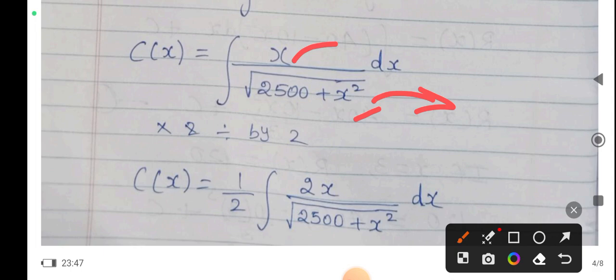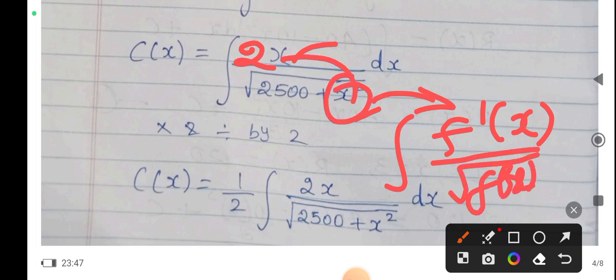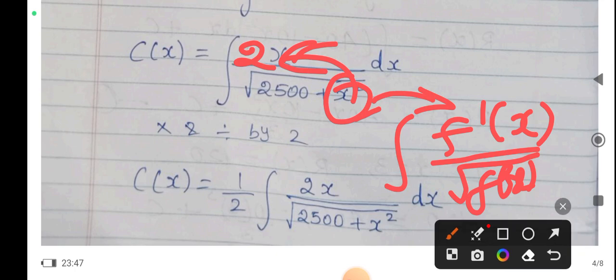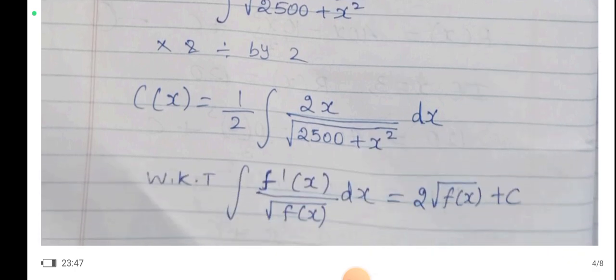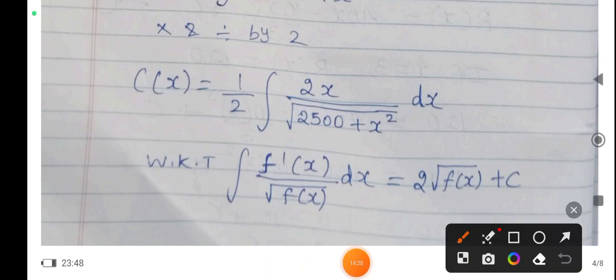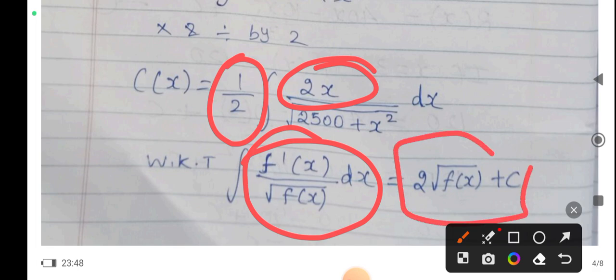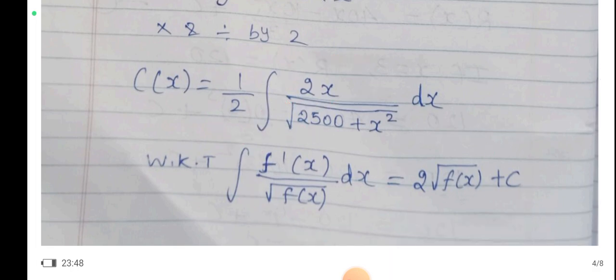But properly, if you see, suppose 2x is there, it will come under the integral of f dash of x by root f of x. Why? x square differentiation is 2x, but 2 was not there here. So I am multiplying and dividing by 2 to get this format. So my division by 2 gives 1 by 2 outside, and the multiplication gives 2x. So integral of f dash of x by root over f of x dx is nothing but 2 root f of x plus c. So substitute, children.